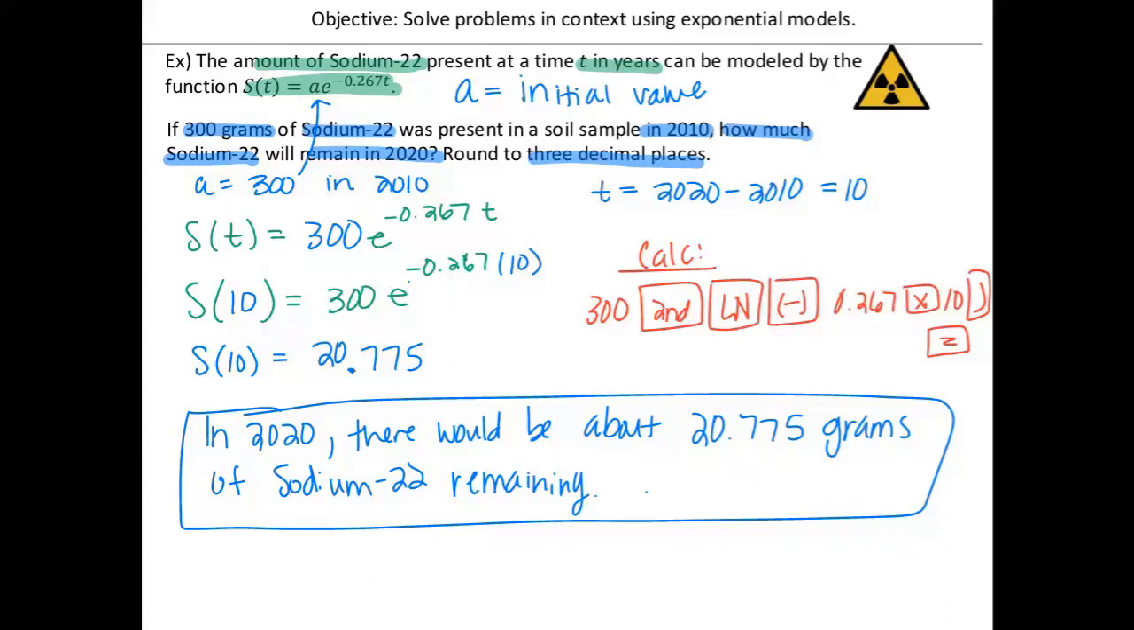All right. So in this case, whenever you have something with an A in there, just remember A is the initial value. So in this case, we had originally 300 grams of sodium 22, and then you just plug that in for A, figure out what the t is, and then plug it in.